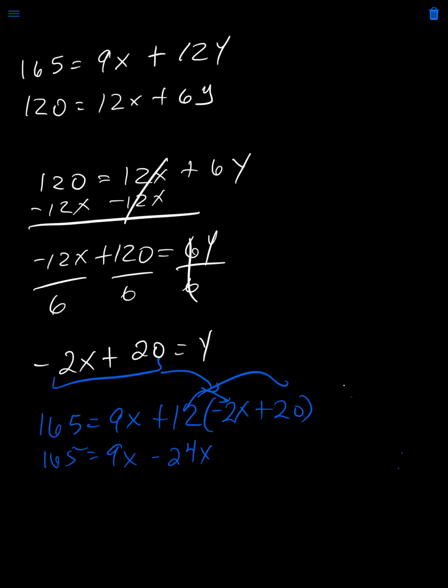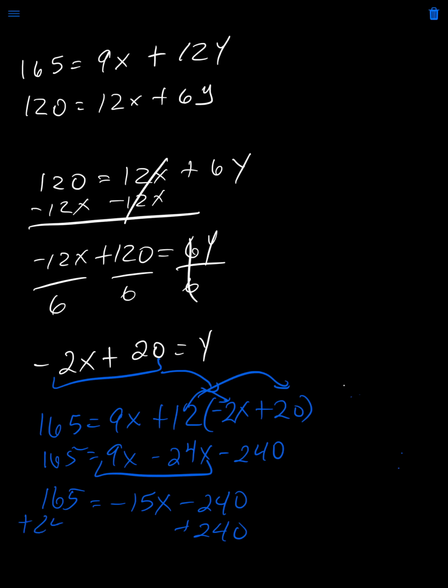So now, 165 equals 9x. Distribute, that gives me negative 24x. 12 times negative 20 is negative 240. Combine these together, so that gives me 165 is equal to negative 15x minus 240. So I'm going to add 240 on both sides. So this leaves me with 405 equals negative 15x. Good. So if I divide both sides by negative 15, x does equal 27.